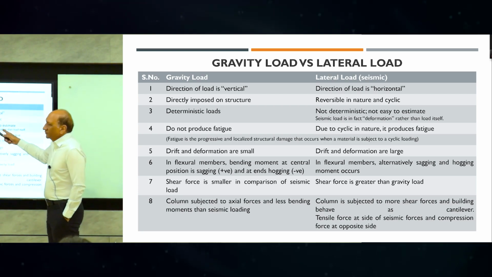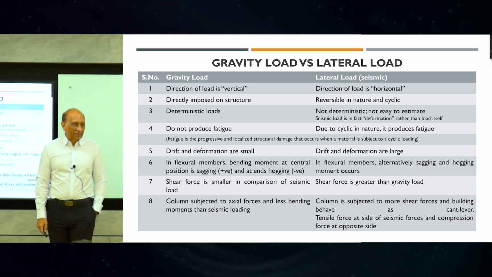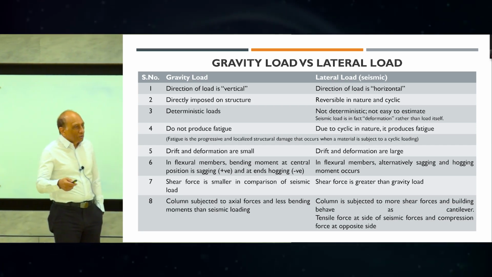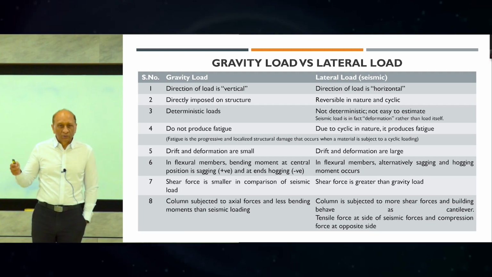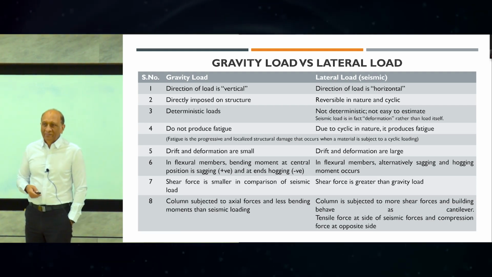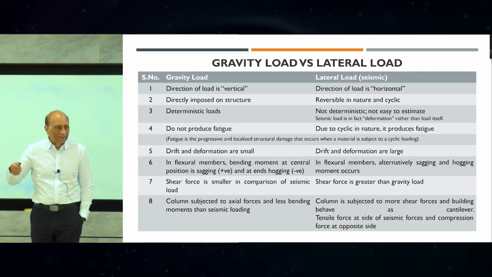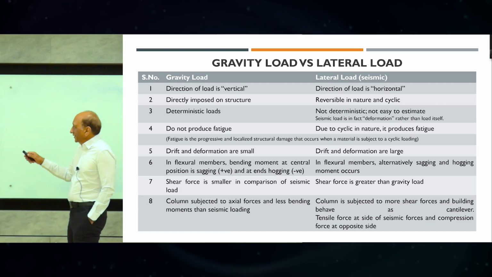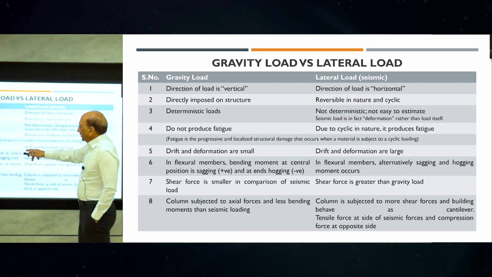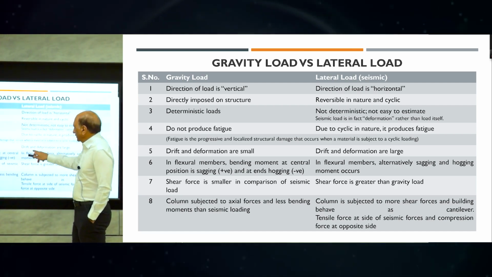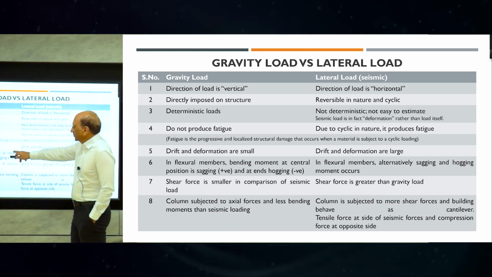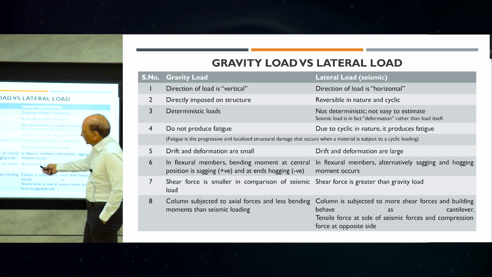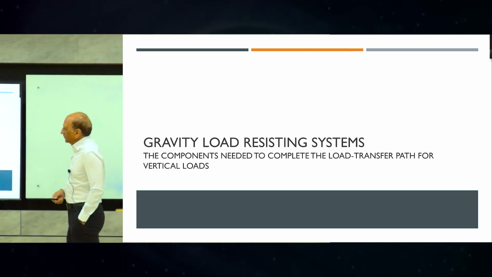But wind and earthquake, not easy to estimate, because we don't know the wind velocity, and we don't know the direction, and so many things. Earthquake, we have to make many assumptions: where the earthquake is happening, what is the intensity of the earthquake, what is the ground soil condition, and so on. So not easy to determine. Deformation is small, deformation can be large. And this is mostly flexural member, this is vertical members. So there's a major difference. You can read more about that. I need to go a little bit faster today.